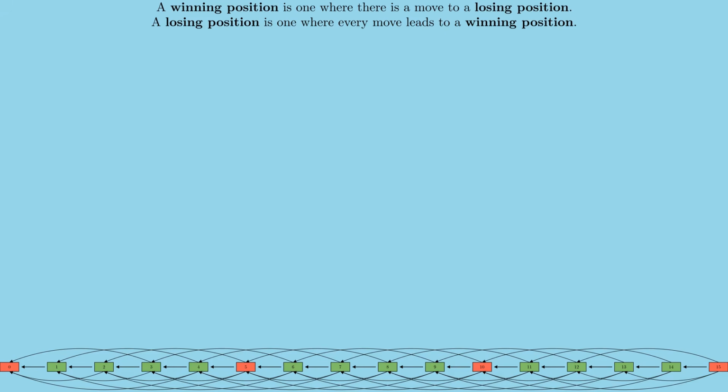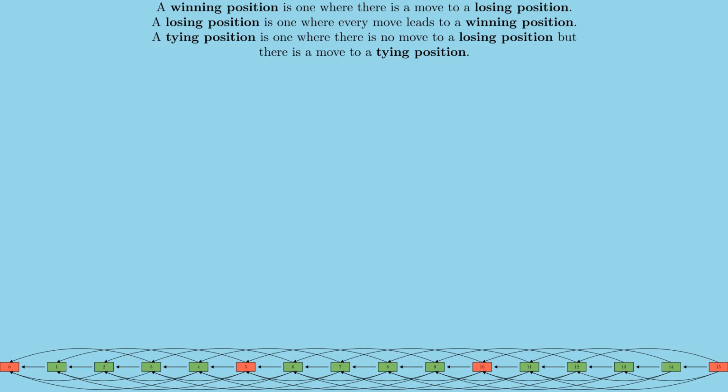And for completion's sake, if you find yourself in a tying position, what is true? You need to be able to move to another tying position, but you can't move to a losing position, since that would mean you started at a winning position. So a position is tying if every move either leads to another tying position or a winning position, where there is at least one of the former.